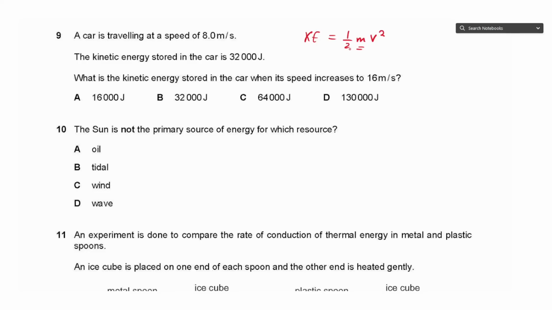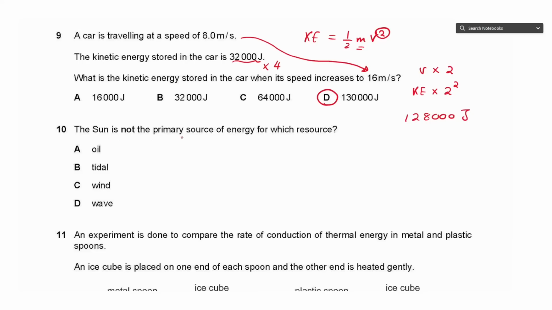We can calculate the mass by making it subject to formula, kinetic energy times 2 and then divided by 8 squared. Or we can say that the speed was multiplied by 2 from 8 to 16. If the speed is multiplied by 2 and the kinetic energy depends on the speed squared, so the kinetic energy should be multiplied by 2 squared. So 32,000 multiplied by 2 squared, which is 4. That gives an answer of 128,000 joules, which is approximately 130,000 joules.